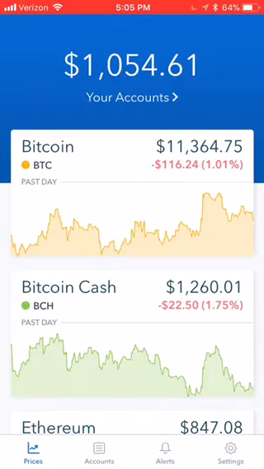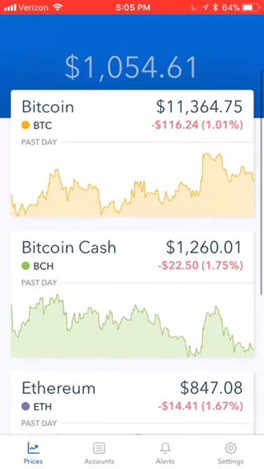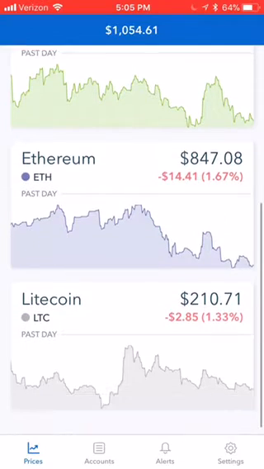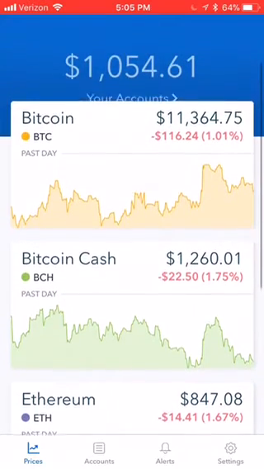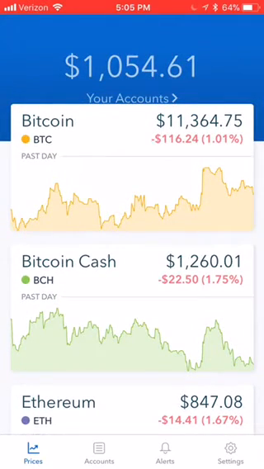As you can see, I have $1,054 up top. That is the US dollar equivalent of all the holdings that I have of cryptocurrencies in each of my crypto wallets. It also shows the 4 most popularly traded cryptocurrencies and their current market value, as well as the percentage increase and decrease of each currency within the past day.